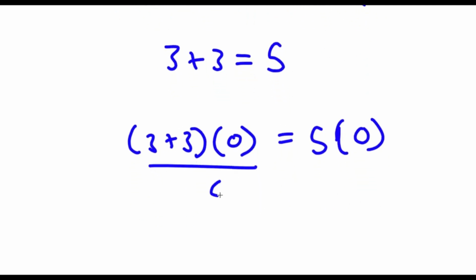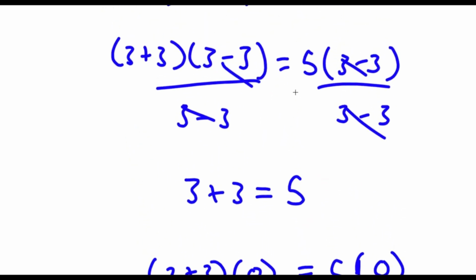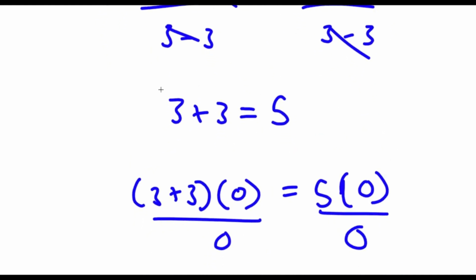So now if I divide both sides by 0, well, 0 divided by 0 is not equal to 1, that's undefined. So you can't actually cancel these two out, because dividing these two is undefined. So that's where this equation is actually wrong, and 3 plus 3 does not equal 5.